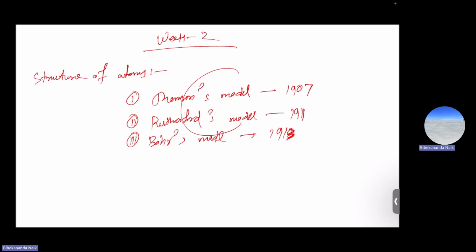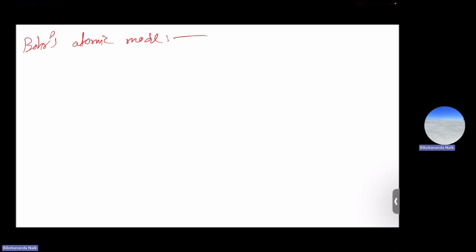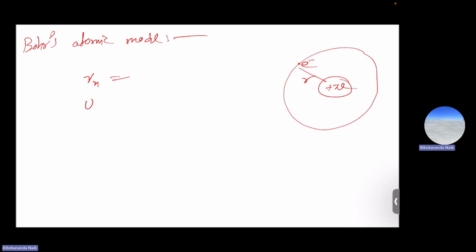We know Bohr's model of the hydrogen atom has been given. Plus Z is the charge of the nucleus, and E is the electron which was revolving around the nucleus, and r was the radius of the orbit. Then the derivations were also performed in this week's lecture to derive the expression for r_n, v_n, and the energy of the nth orbit. All these things we will cover in the problems that we will be solving.